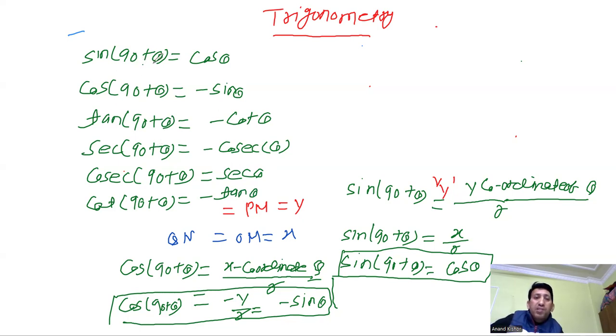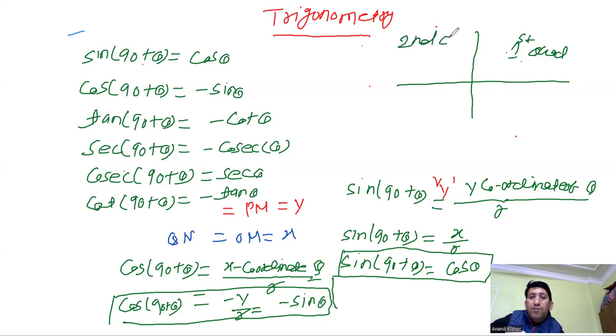How can we remember this in 1 second? See what our trick is here. We know two lines are there, and both lines divide this plane into four parts. One, two, three, four. This is called the first quadrant, this is the second quadrant, this is the third quadrant, and this one is the fourth quadrant.